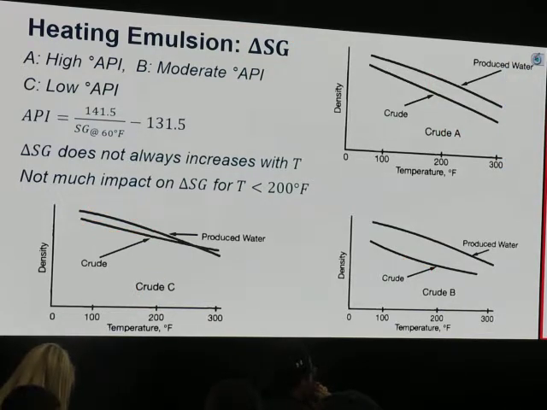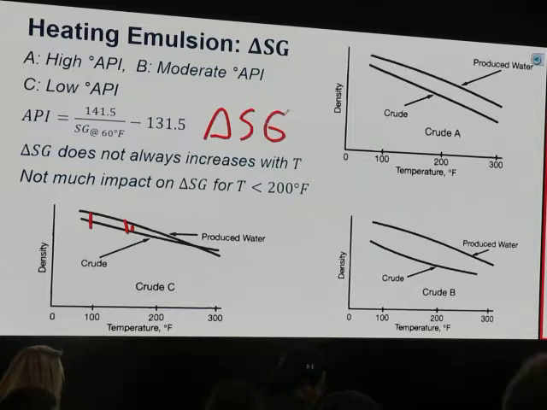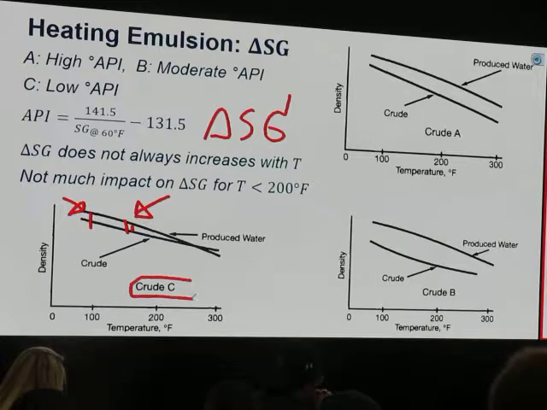Alright, here comes a trick question. Who can handle this? Okay, next to you, what's your name? Gary. Okay, next to you, what's your name? Braxton. Let's say at this point and that point, we have the same delta SG. See that point and that point, we have the same delta SG. Does it help to heat crude C for separating the water, Braxton? Help or doesn't help? Why?